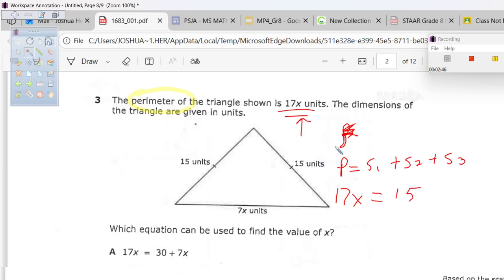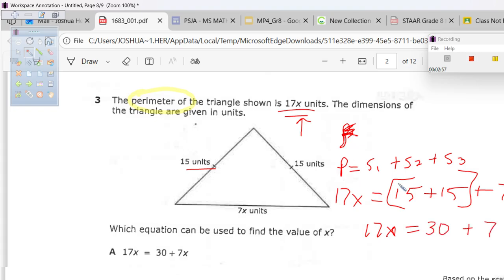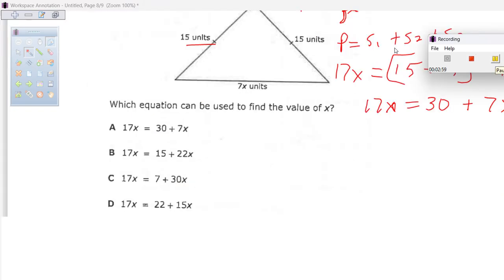So the perimeter here is 17x, which is equal to, I guess, 15 plus 15 plus 7x. Now, if you look at these two right there, that's really 30. And 17x equals 30 plus 7x. So 30, there it is. Good job. Plus 7x. And that's it. This is it. That's my answer. That's easy. Super easy. Right, the perimeter. And there it is.